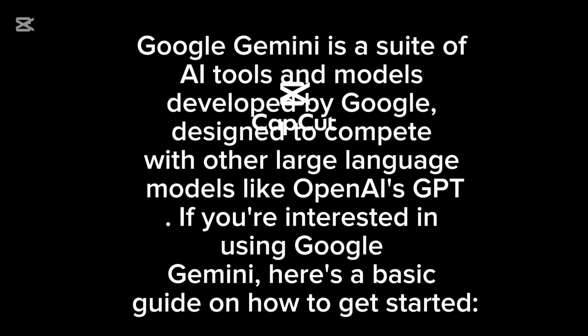Google Gemini is a suite of AI tools and models developed by Google, designed to compete with other large language models like OpenAI's GPT. If you're interested in using Google Gemini, here's a basic guide on how to get started.